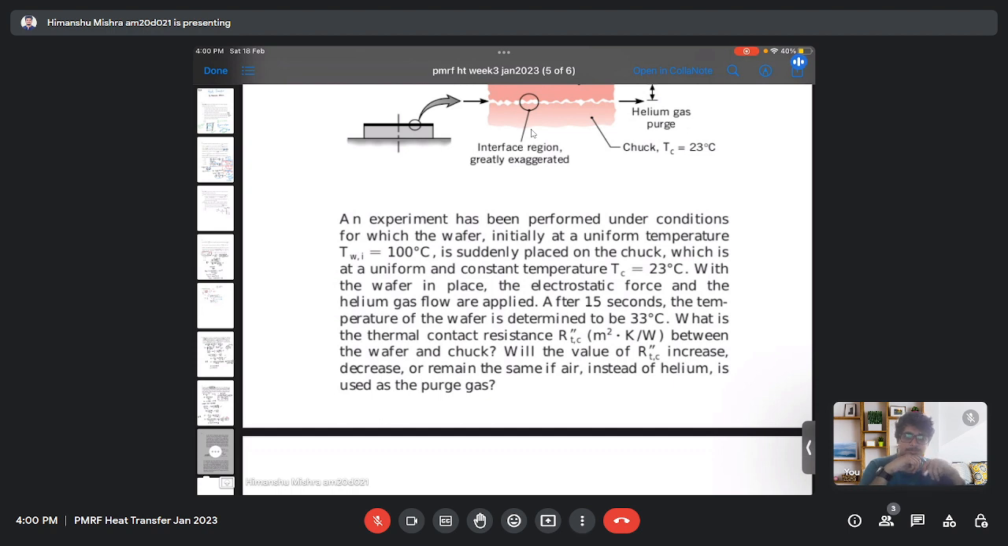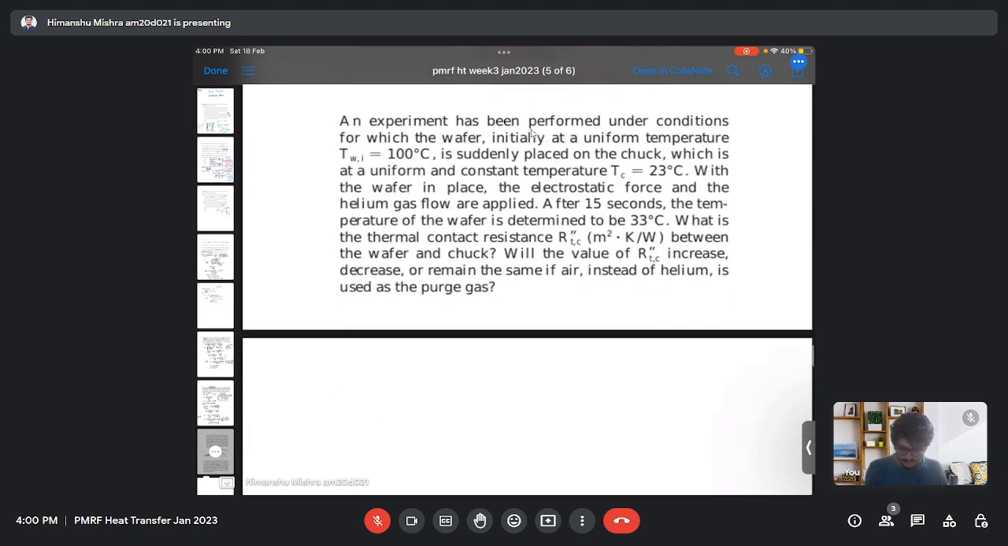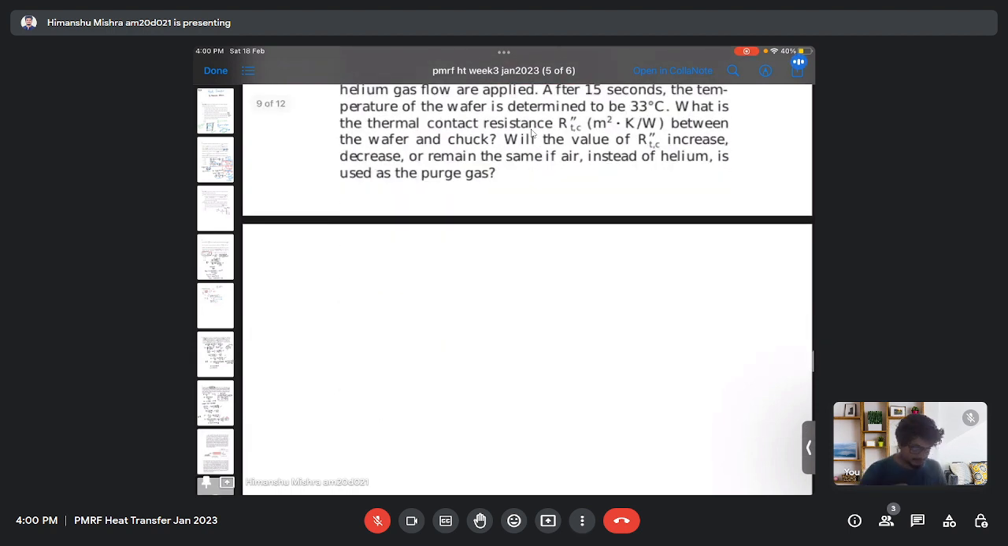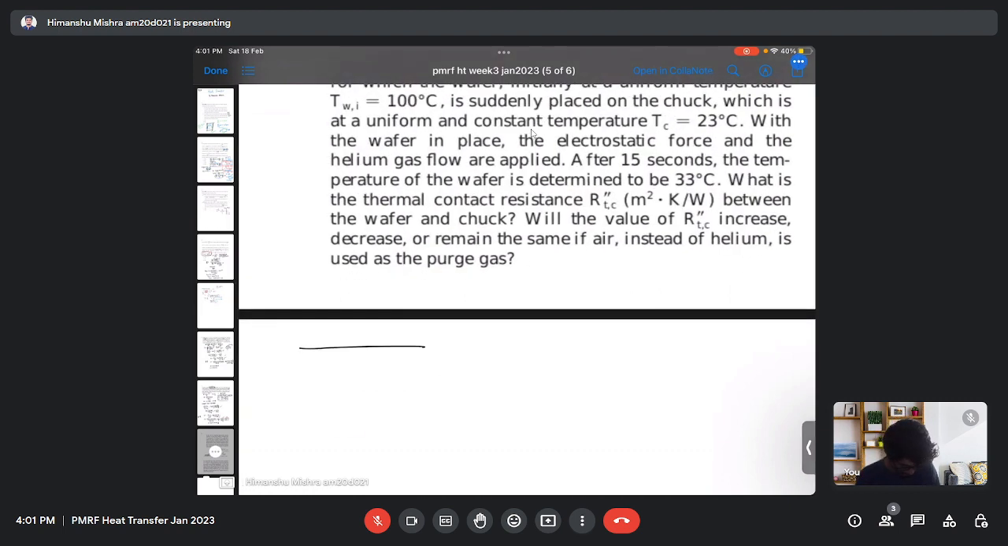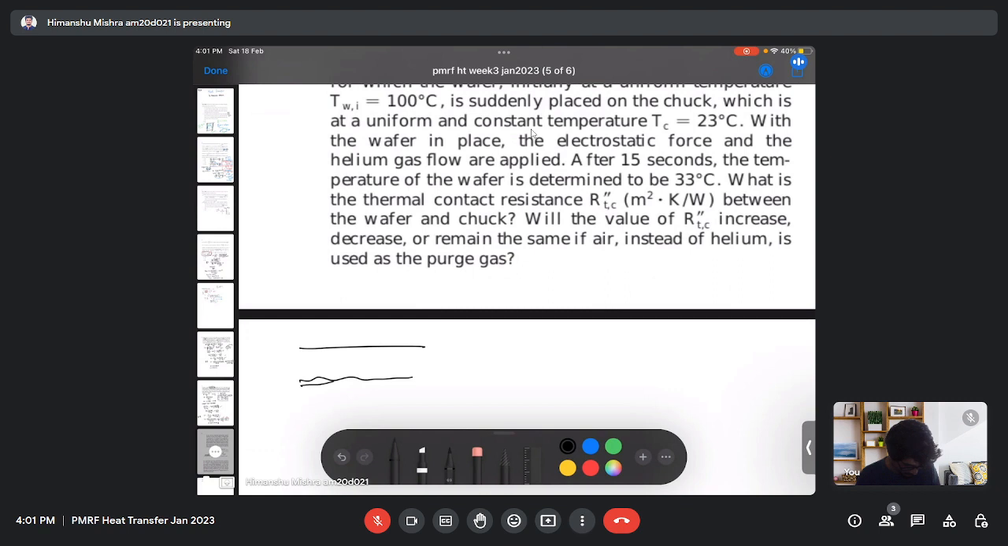So this is again an unsteady heat transfer problem. We are already given all the temperatures here, and we have the time, and we need to determine the resistance. So basically our schematic of the problem looks like this. There will be some kind of resistance here, and we need to find this resistance.